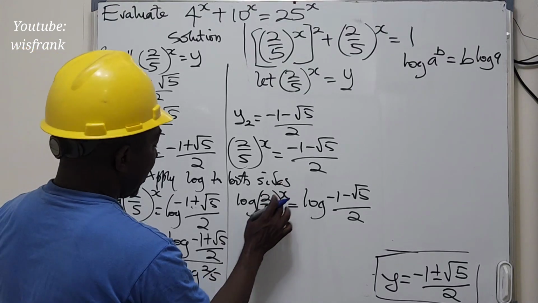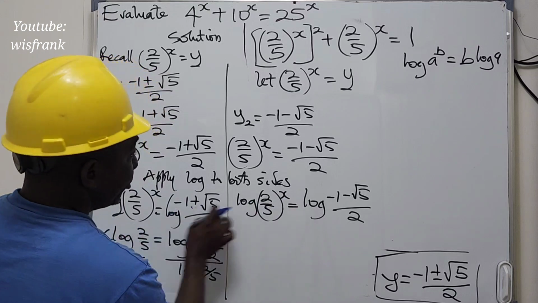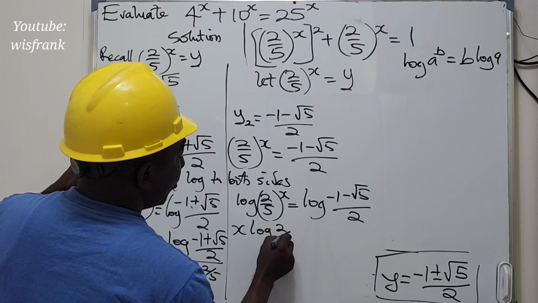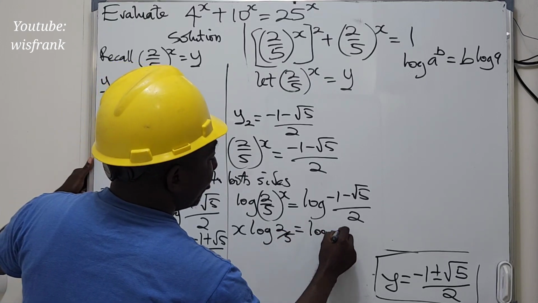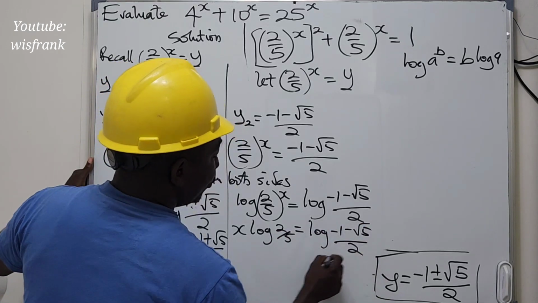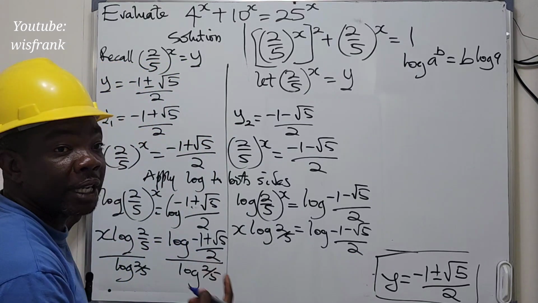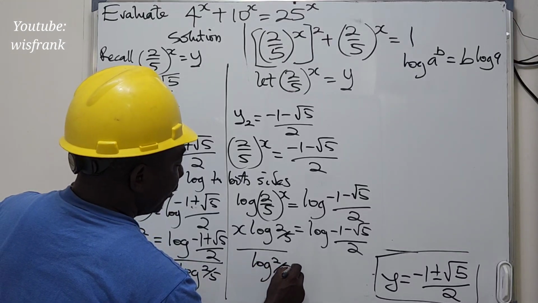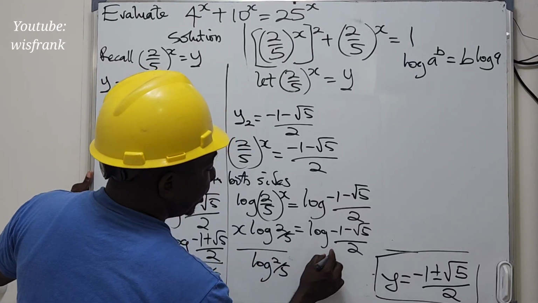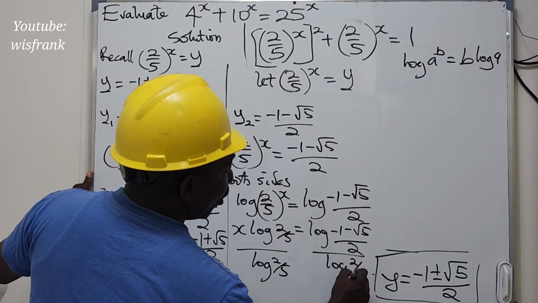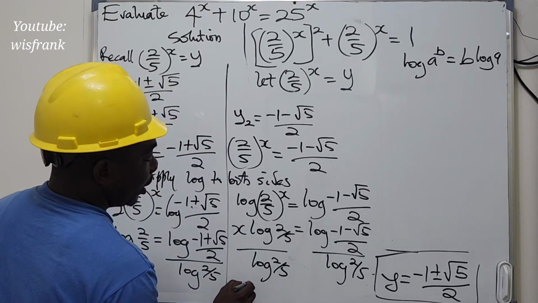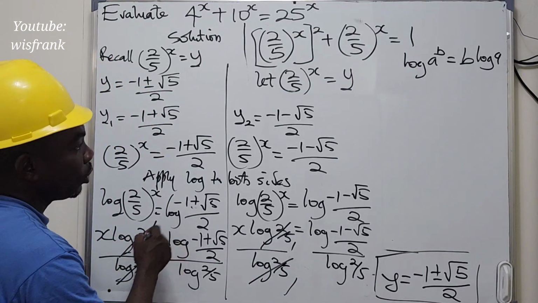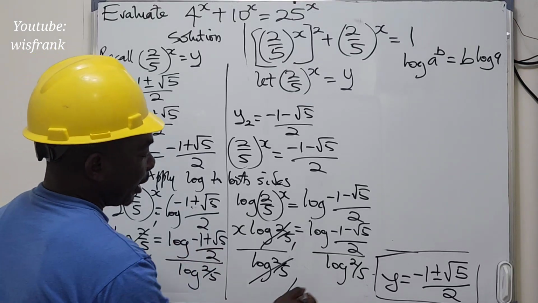On the other side, the same principle applies, so this becomes x log (2/5) equals log of (-1 - root 5) all over 2. In this situation, we divide both sides by log (2/5). From this equation, log (2/5) cancels on each side, and the same thing happens on the other. Let's take one after the other. We take this one first.